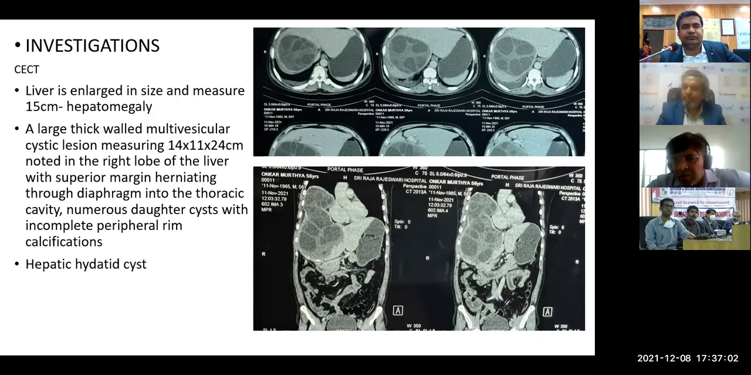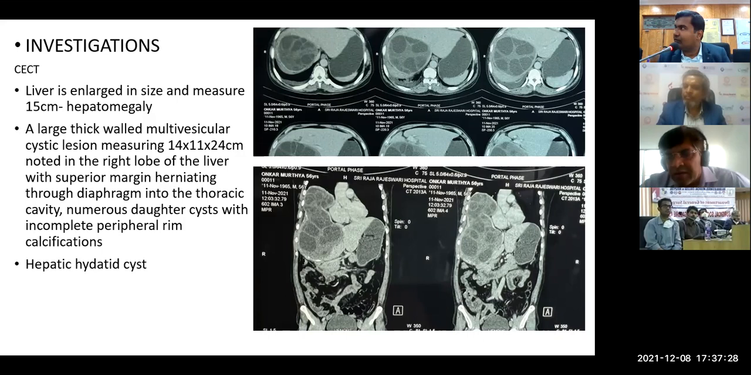Okay. Surgery, you planned direct laparotomy. Are there any other choices you wanted to give to the patient? We could have planned for PAIR, sir. Puncture, aspiration, injection and re-aspiration, sir. Okay. Not this patient. See, PAIR is not indicated in such a large cyst, because it is probably unlikely that it will work in such a large cyst, especially with imminent rupture into the pleural cavity. I don't think you should even consider doing PAIR.